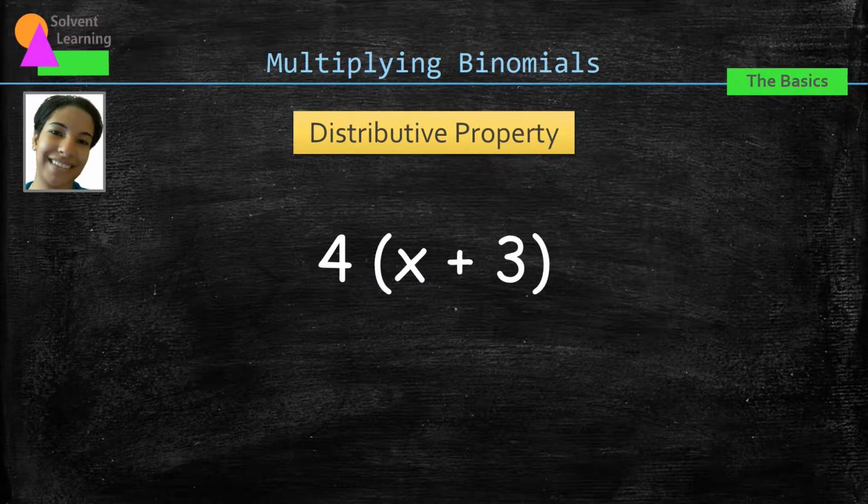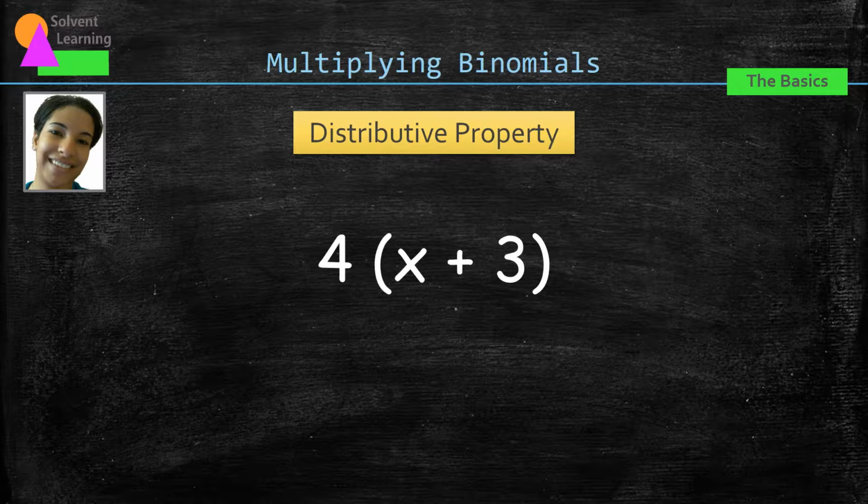First, we'll do a little review of the distributive property, which will come in handy when we look at the first method of multiplying binomials. So with the distributive property, we have one term that's in front of the parentheses. In this case, it's the 4. We can multiply that 4 through each term that's in the parentheses. So we say that we're distributing the 4 throughout the parentheses.